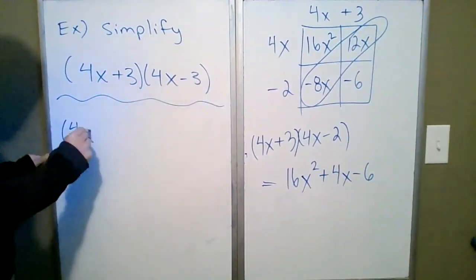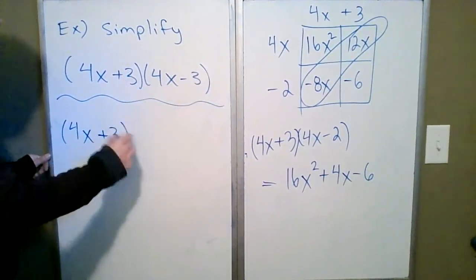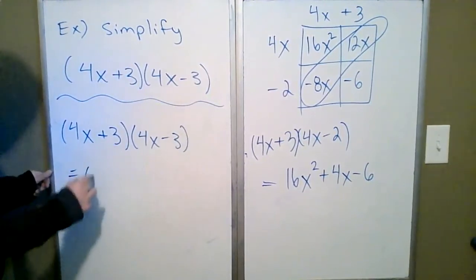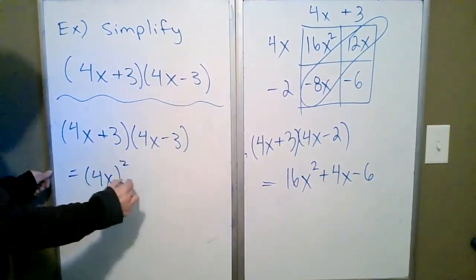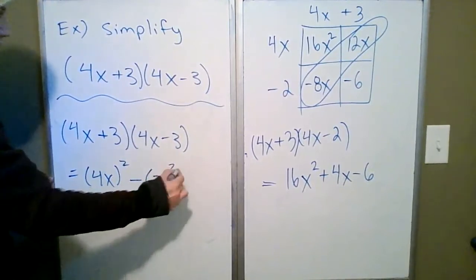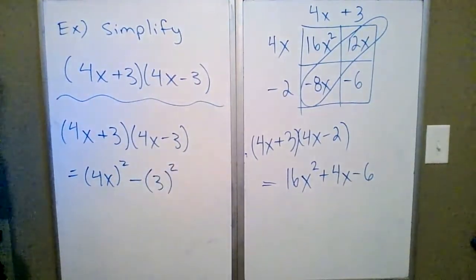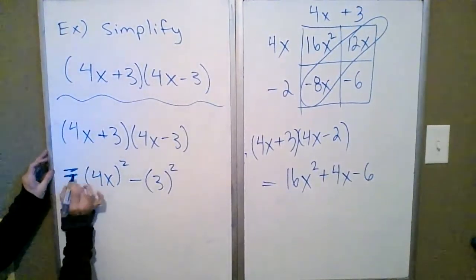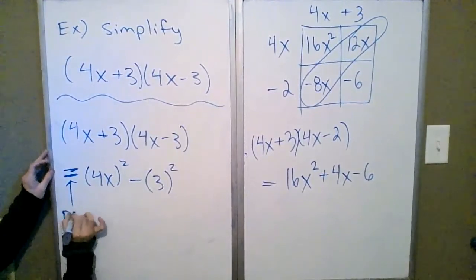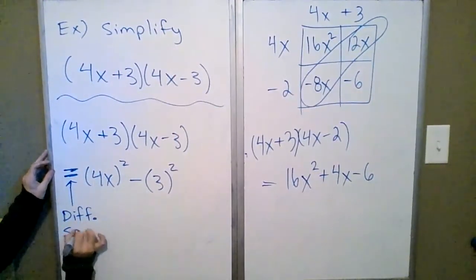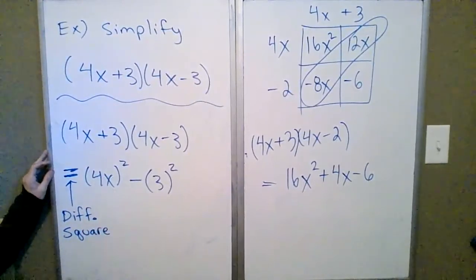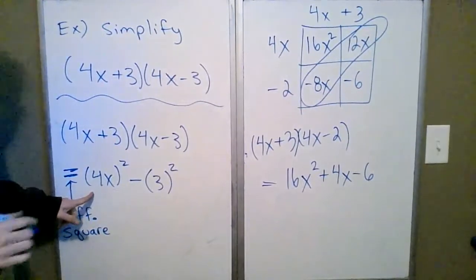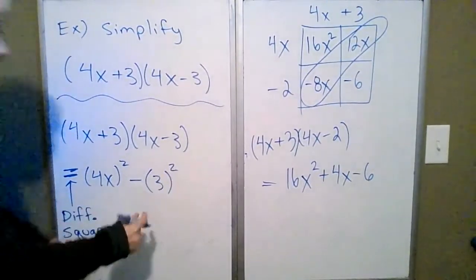You've got your first term 4x, and then your second term 3. So you take that first term and square it, subtract the second term squared. That's from being a difference of squares. All right, 4x squared would be 16x squared. And then you subtract 9.